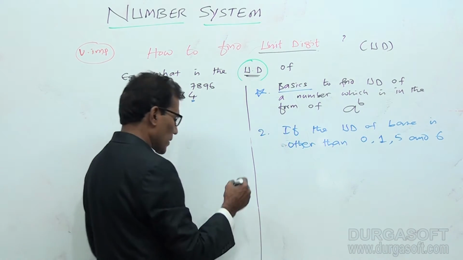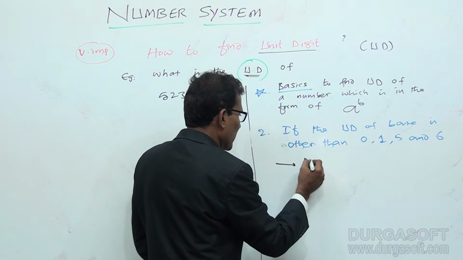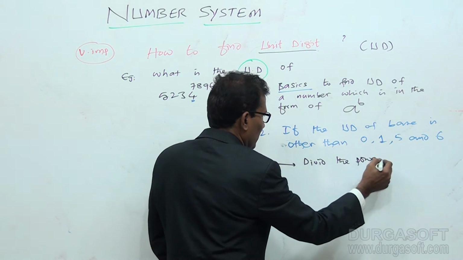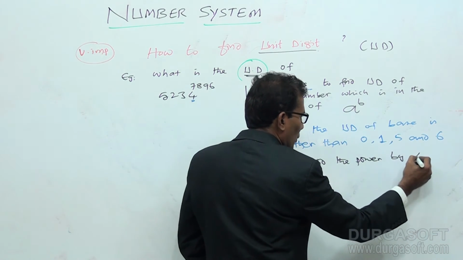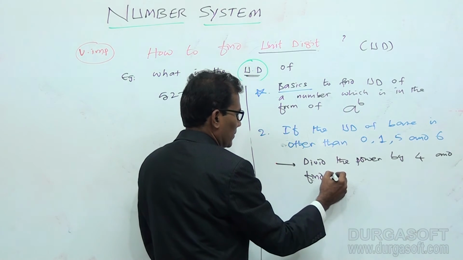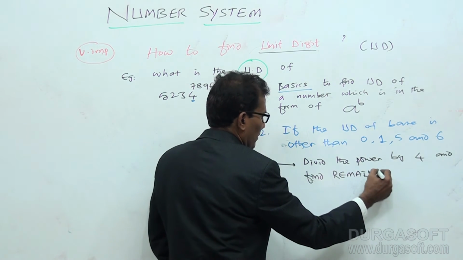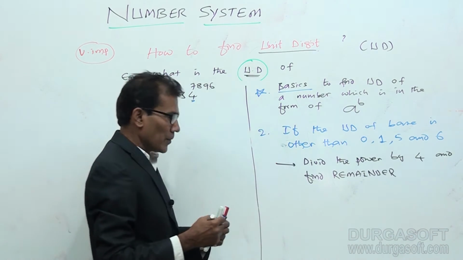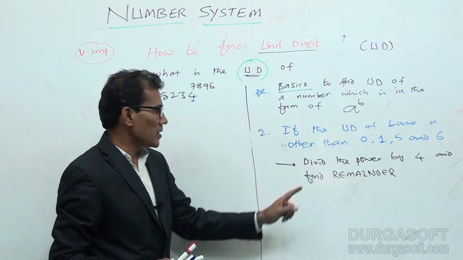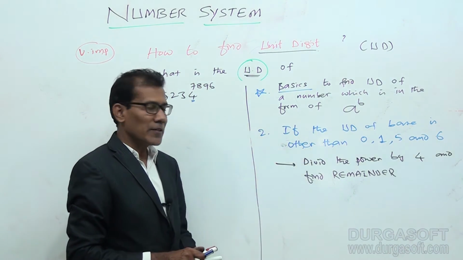In this case, what we need to do is divide the power by 4 and find the remainder. Whenever the unit digit is none of these 0, 1, 5, 6, just divide the power, means the power of the given number, by 4, then find the remainder.